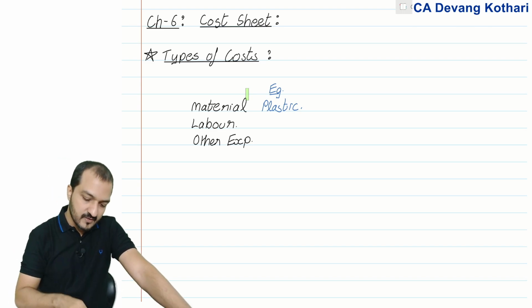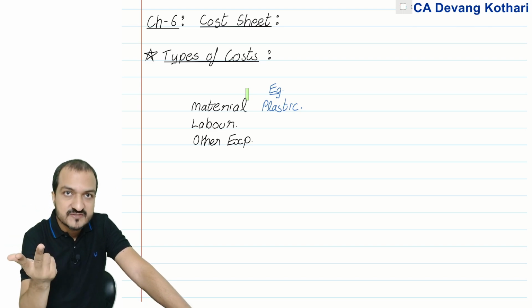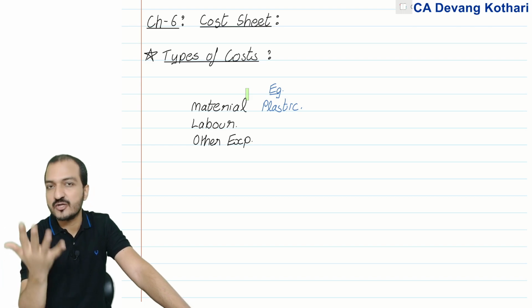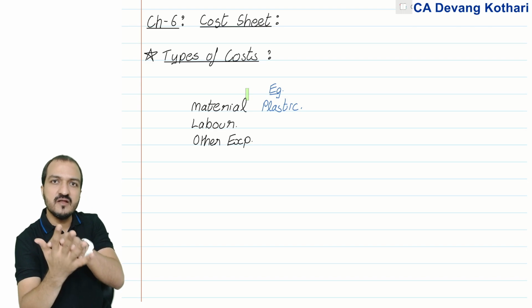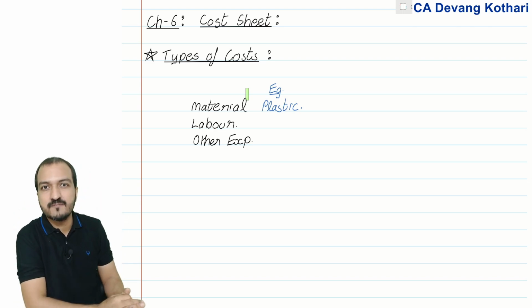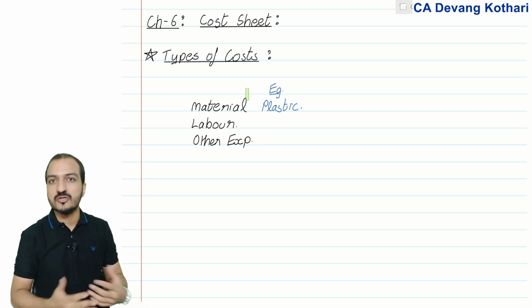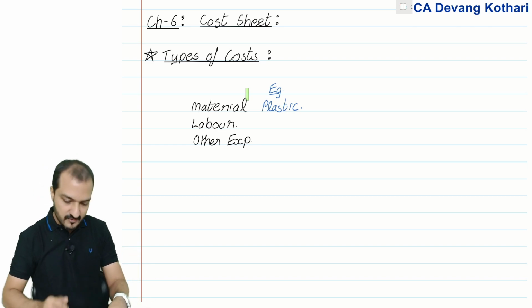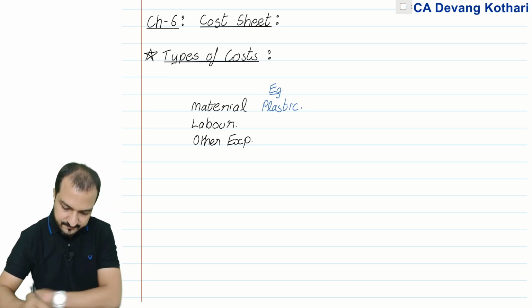Now tell me, plastic, fuel, tools, packing material, and let's say lubricants which are used in the machines. Don't you think all of these are basically nature of materials only? All of these are basically types of materials, right? Okay, let me make that list longer over here.